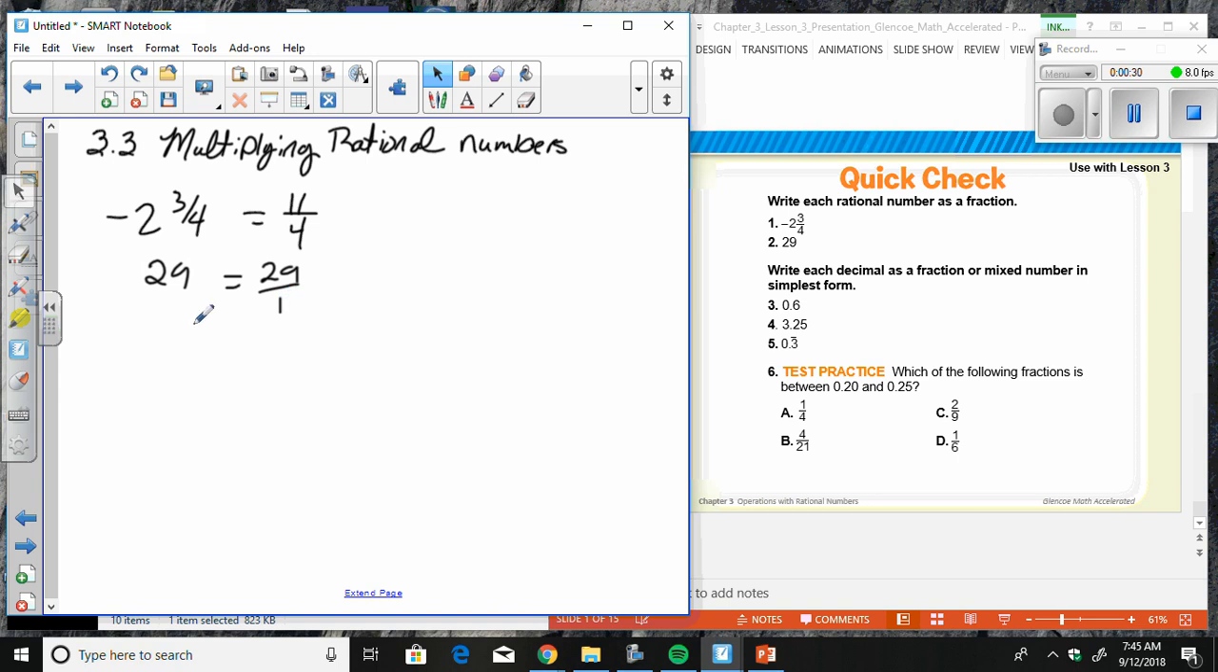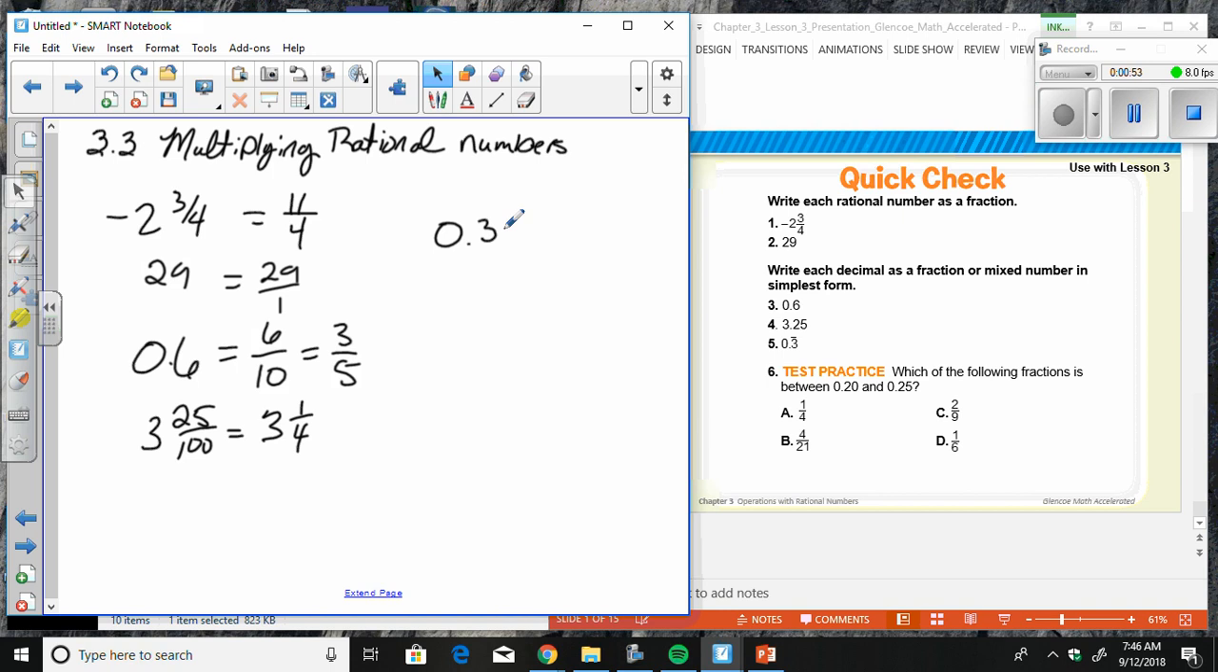Write each decimal as a fraction. 0.6 is 6/10, and we can reduce that down to 3/5. Then 3.25, so 3, and then we put 25/100, reduce it down, and we get 3 1/4. Then we get our repeating decimal here.